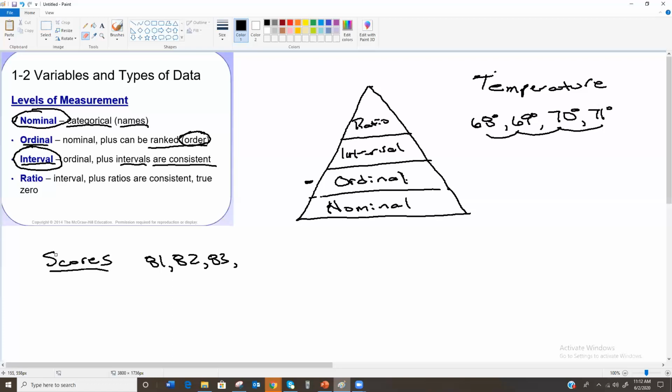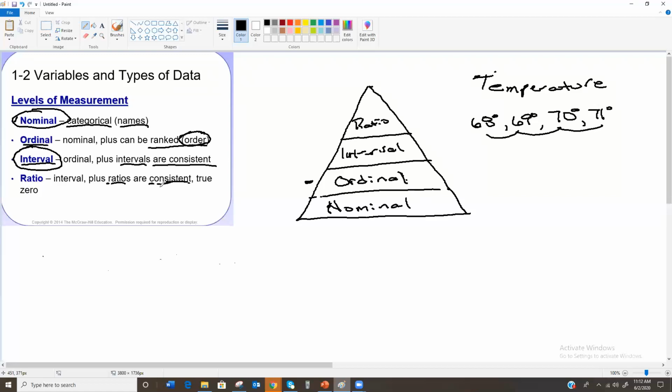Okay, so let's go to ratio, and I'm going to leave the temperature up there for a minute because we're going to talk about how temperature is not ratio. Temperature does not reach the ratio limit for 2 reasons. When you're talking about ratio, the ratios have to be consistent, and there has to be a true 0. So what do we mean by ratios consistent? Temperature fails both of these things, by the way.